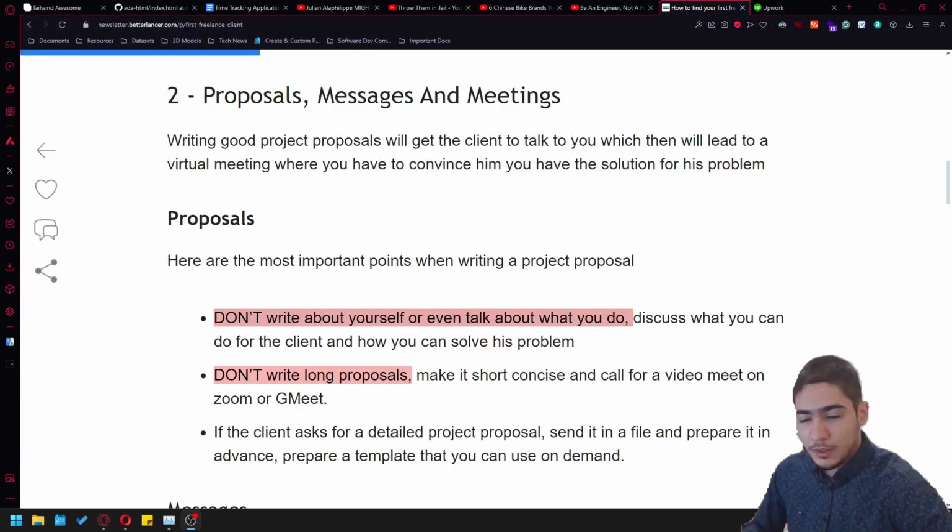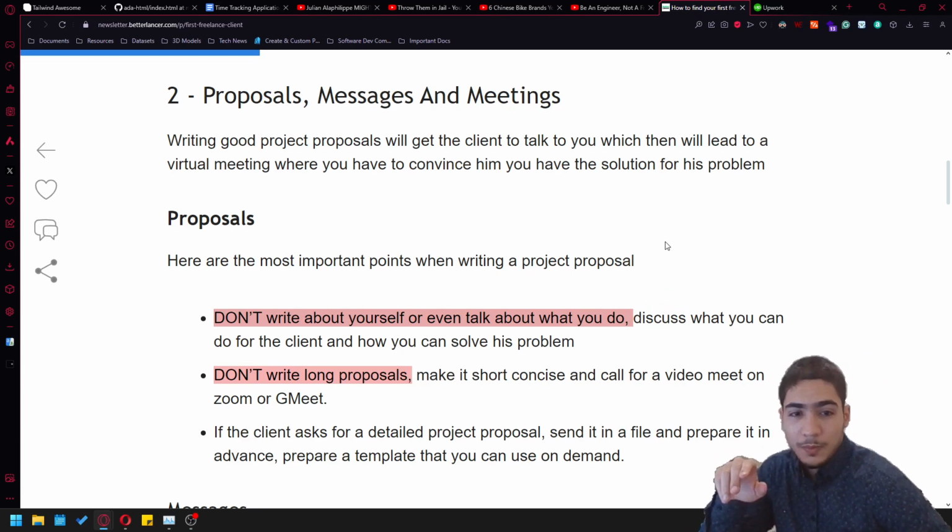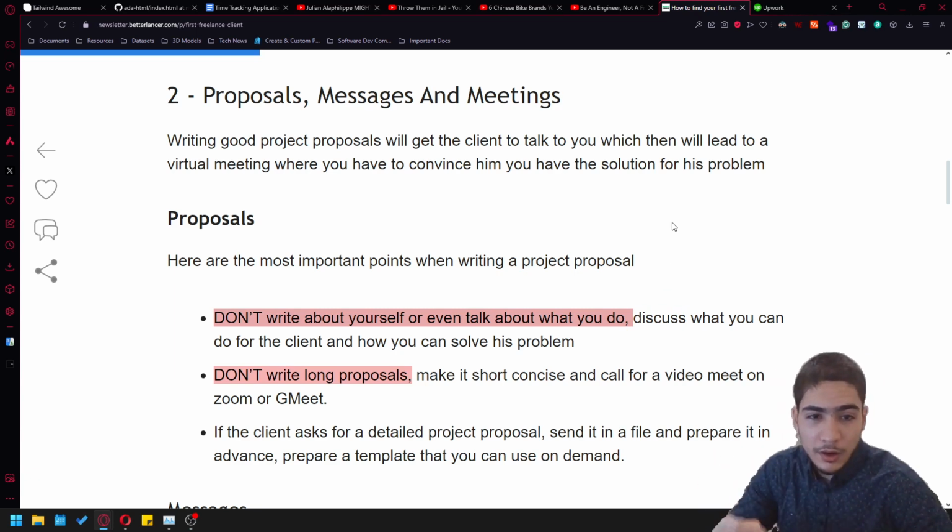The second aspect of getting a job is getting down your proposals, messages, and meetings. So you need to get everything to a level where you don't have a problem in this part of the three building blocks, especially in the proposals. In the proposals, I'm just gonna say two most important things. The first thing is you do not write about yourself. The client does not care who you are.